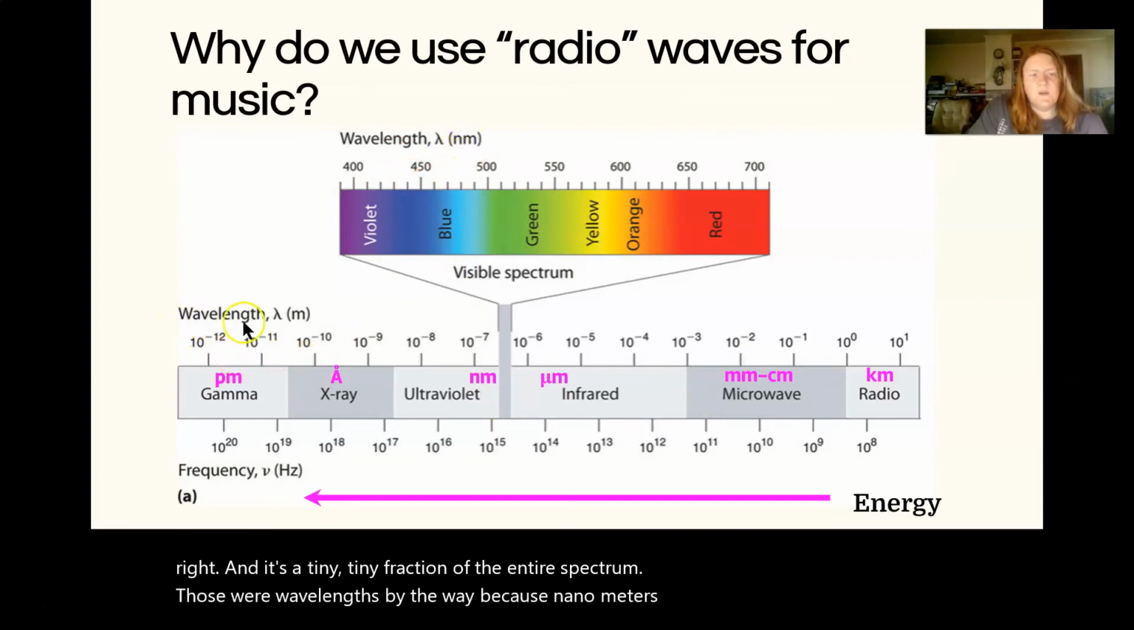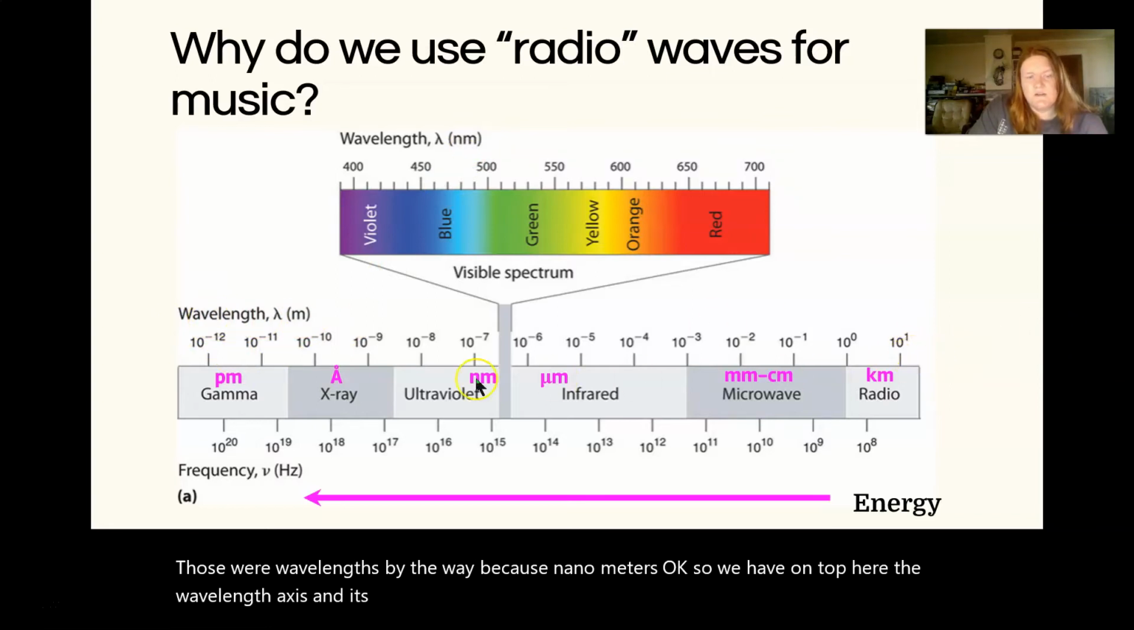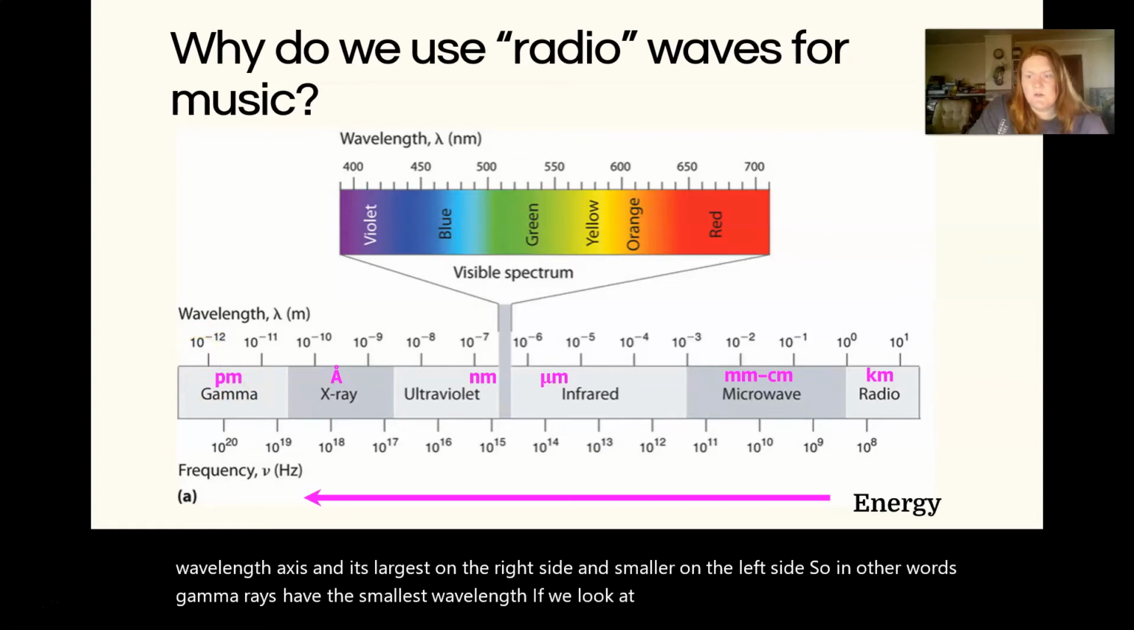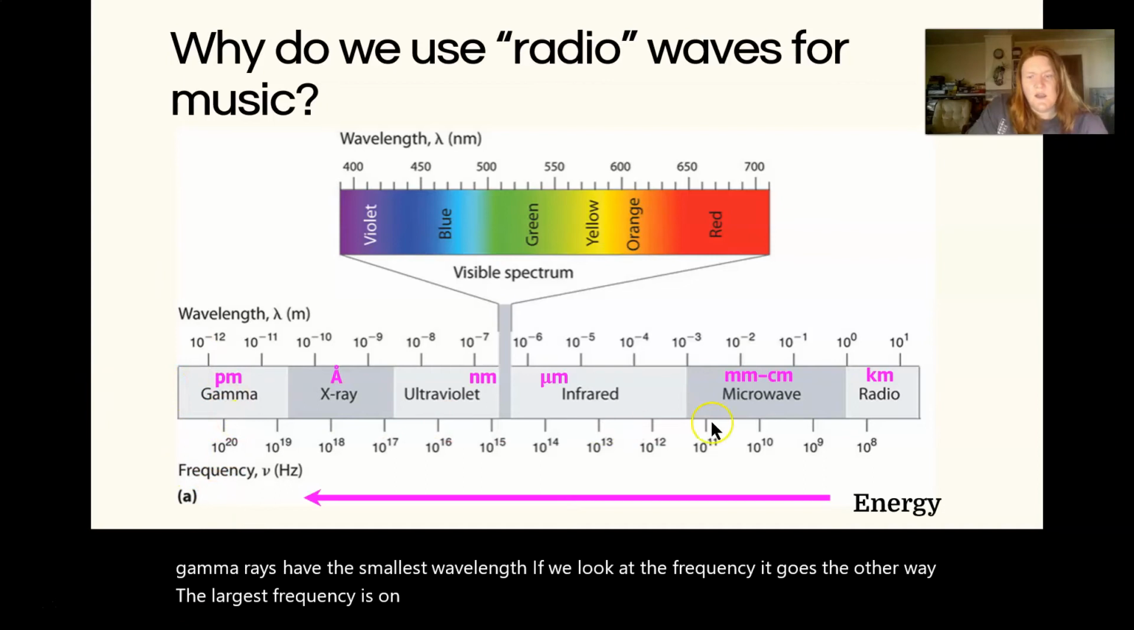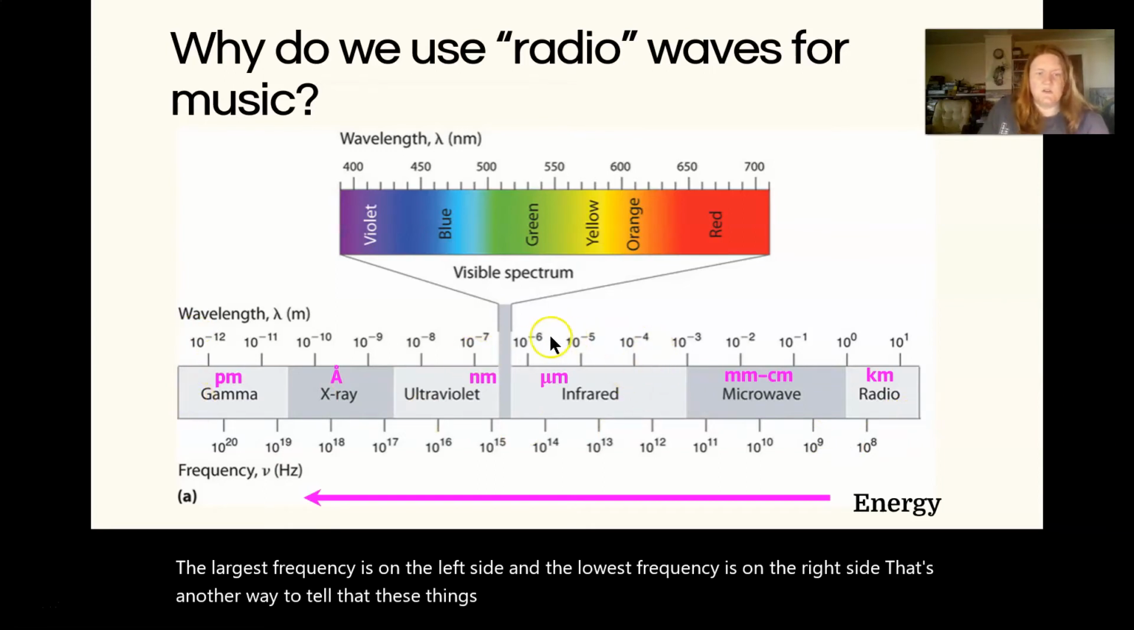So we have on top here the wavelength axis, and it's largest on the right side, and smaller on the left side. So in other words, gamma rays have the smallest wavelength. If we look at the frequency, it goes the other way. The largest frequency is on the left side, and the lowest frequency is on the right side. That's another way to tell that these things are inverse of each other, right?